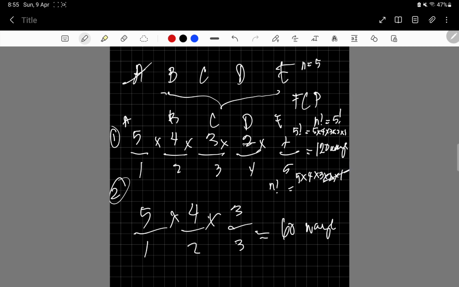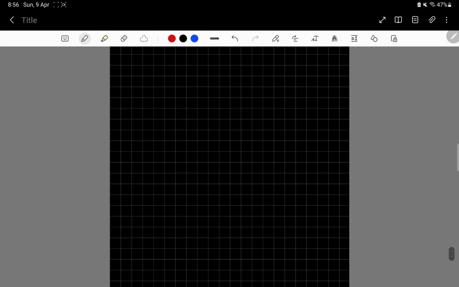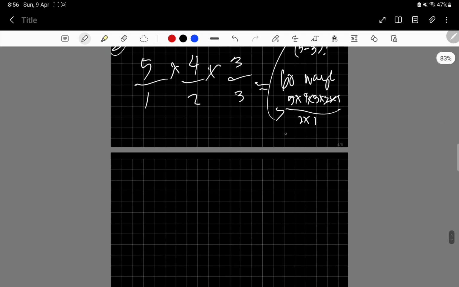Kinancel natin siya. So, kailan ba natin dapat i-cancel to? Kailangan meron siya sa denominator na 2. Kumbaga, 5 minus 3 factorial. Kapag sinimplify natin to, 5 times 4 times 3 times 2 times 1 over 5 minus 3 is 2 factorial, that is 2 times 1. Na-cancel yun. Doon nabuo si 60. So, 5 times 4 times 3, that is 60. We have 60 ways.